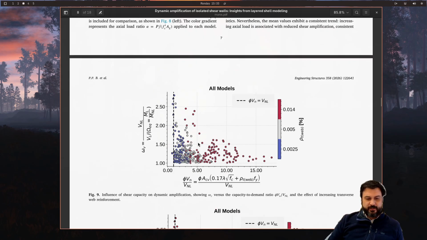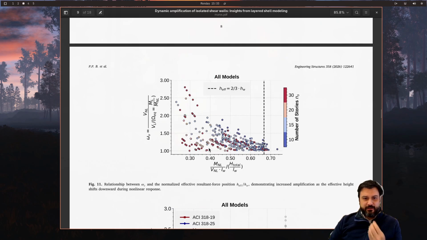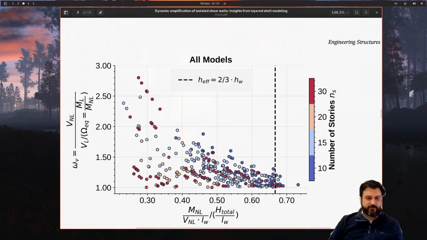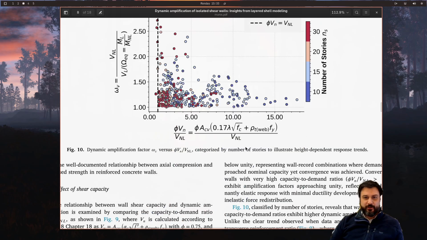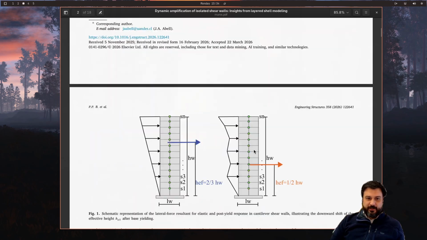So the big takeaway at the end of the paper, I won't stress you with all the details, but the big picture here is maybe this plot can help. So here we have the amplification factor, and here is a little metric that tells you the equivalent or the normalized position of the resultant force. So remember, way back at the tippy top, I explained that the amplification comes from the fact that the resultant force has to come down as the moment at the base remains the same, and that means it needs to get amplified.